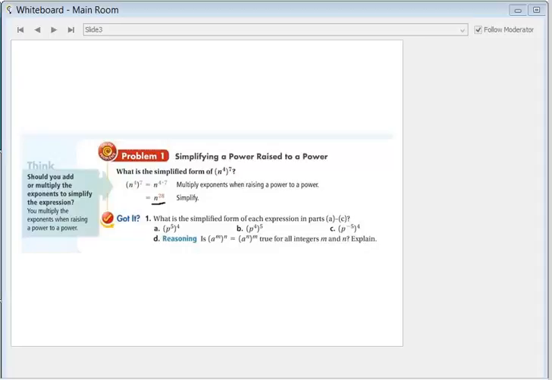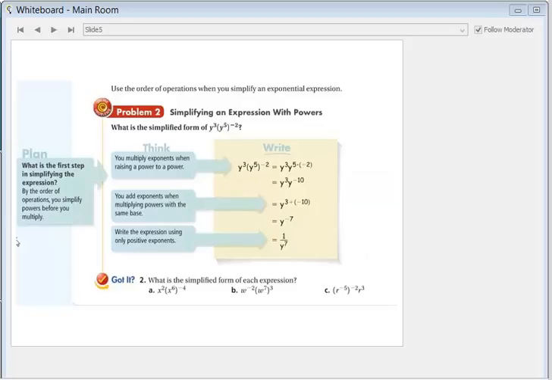And again, in all of these slides, you'll have a thing that says "Got it," which is just some extra practice. You can try these, and in the next slide, it'll tell you if you got the answer right. If you didn't, go back and look at the example of how to do it. So that's our first type of problem.